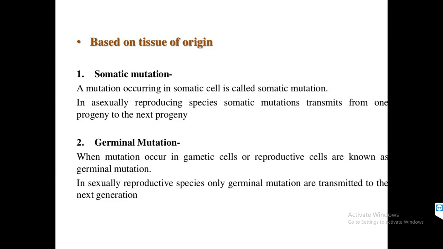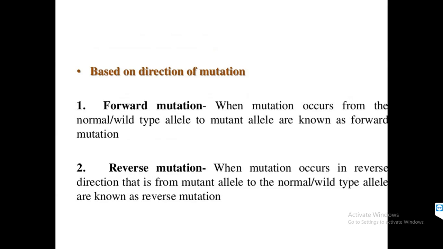Now, talking about germinal mutation: when a mutation occurs in gametic cells or the reproductive cells, this is called germinal mutation. In sexually reproducing species, only germinal mutations are transmitted to the next generation, because fusion of gametes is happening, the germ cells are present, and these undergo mutation at the time of fertilization. That's why the possibility of somatic mutation is ruled out, but germinal mutation is present because of the fusion of the gametes. Based upon the direction, mutation is either forward or reverse; mutation is possible in both directions.